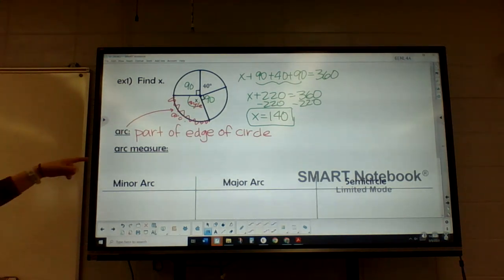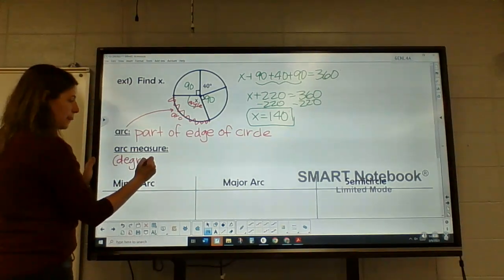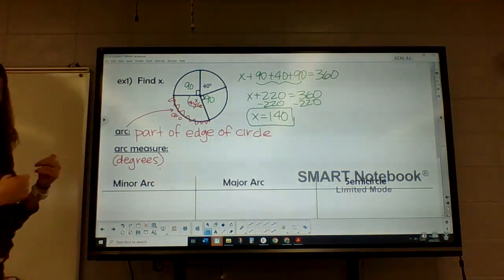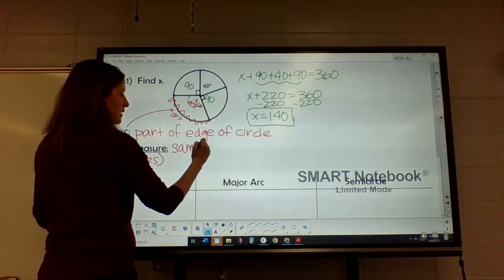Now that arc measure is measured in degrees, and it's the same as the central angle's measurement. So it's the same measurement.